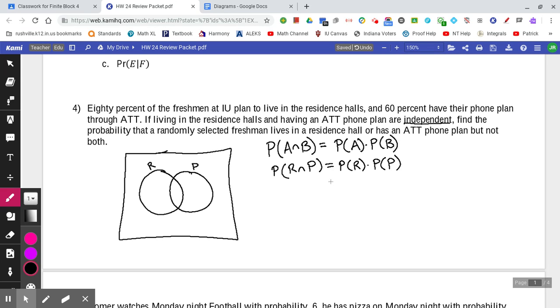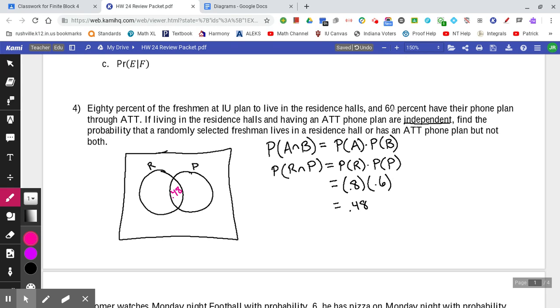And in this case, what are we given? Well, we are given that 80% of freshmen plan to live in the residence hall, so that's going to be 0.8, and 60% have their phone plan through AT&T, so that's going to be 0.6. If you multiply those together, that's going to give us 0.48. And again, this is the formula for independence, so we know what both of those probabilities were, and this is giving us the probability of the overlap, the intersection. So right here in the intersection in our Venn diagram, we know that this is 0.48. And then we can work from there.